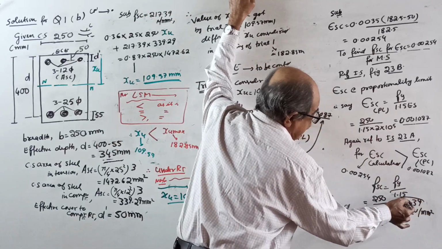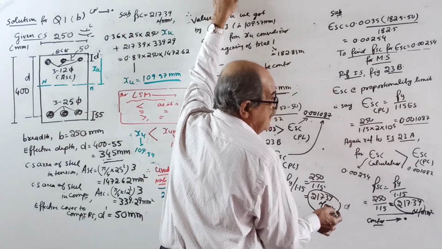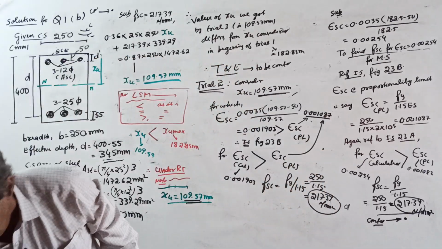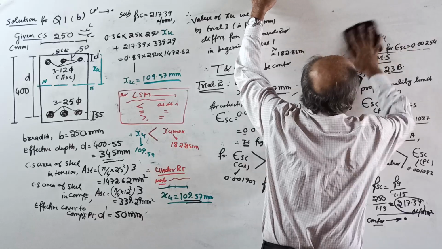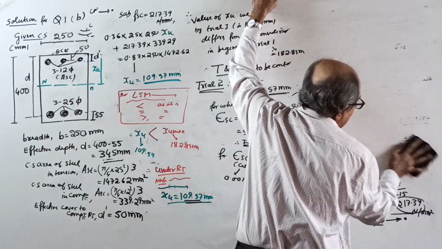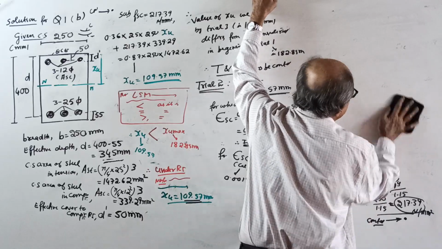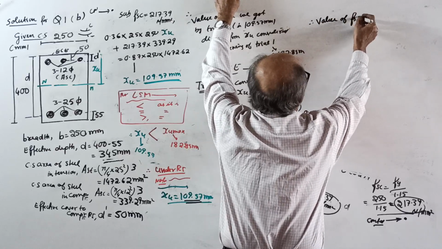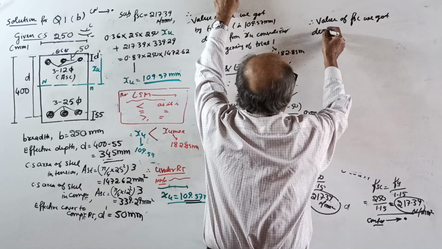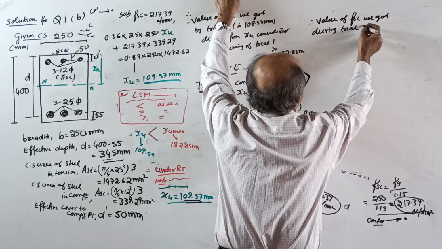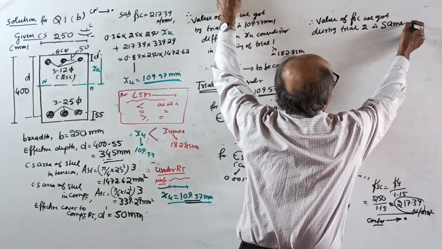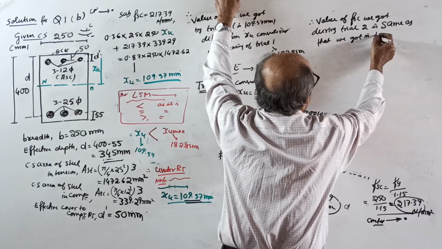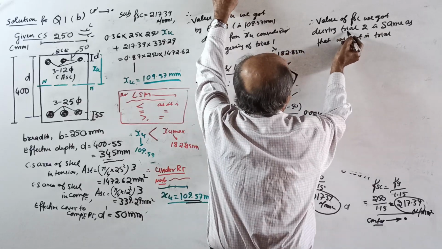Now see correctly. Last time FSC came 217.39. But XU changed. Even after XU changed, FSC came same. So make a note there. I am taking the class a little fast because this is repetition. There is nothing new here. Those people who are serious to learn everything will understand. So right here, the value of FSC we got during trial 2 is same as that we got in trial 1. You can make a note here. Trial 2 we got how much?